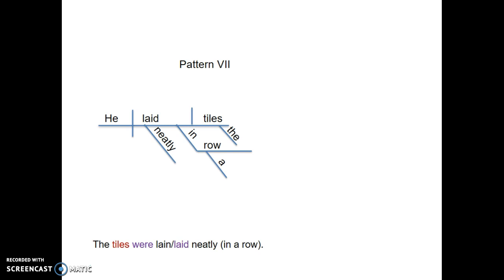Hopefully this was relatively easy for you. Just a question of being able to identify direct objects. And once you do that, it becomes pretty clear. And then obviously if there's a direct object, it's pattern 7. If not, it's an intransitive verb and it's pattern 6.